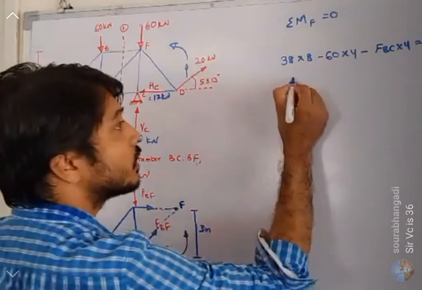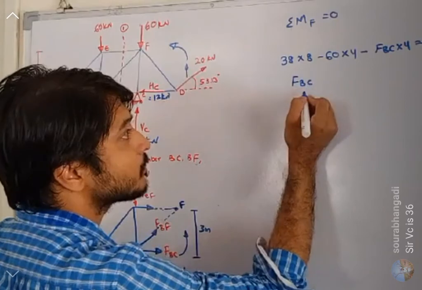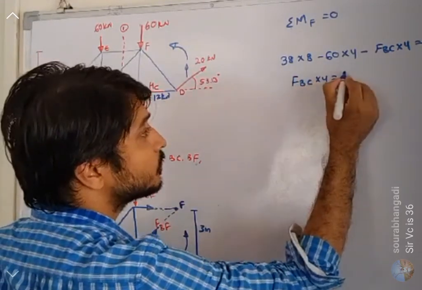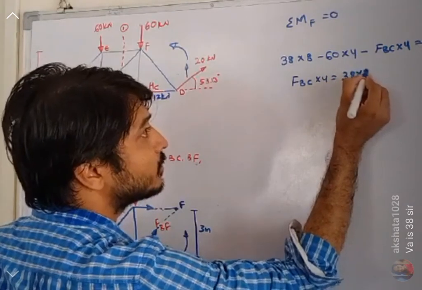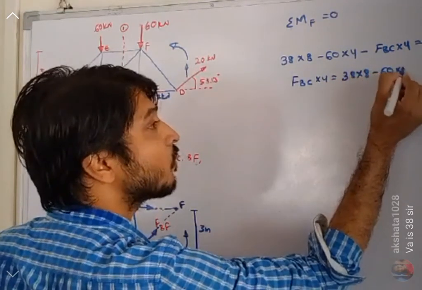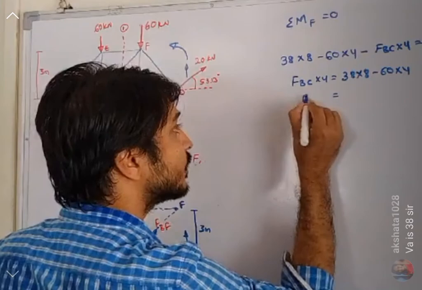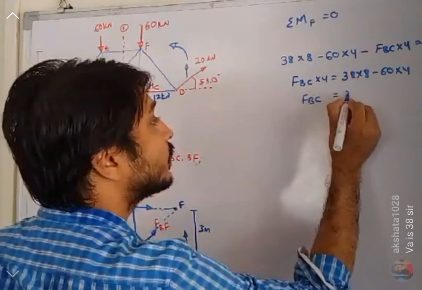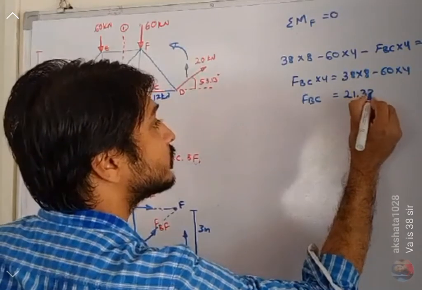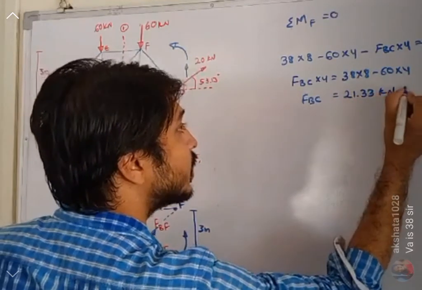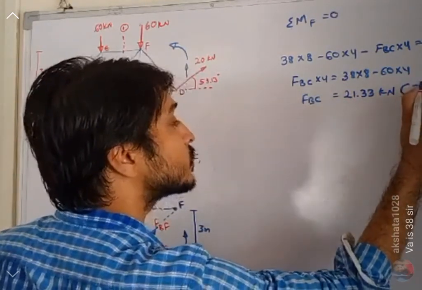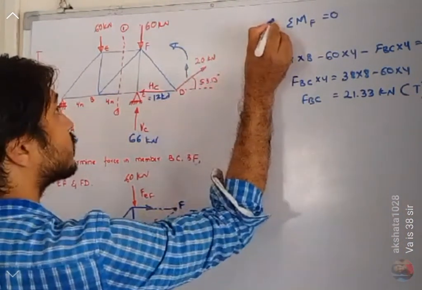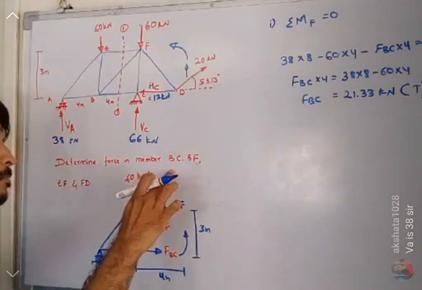So now FBC into 4 is equals to 38 into 8 minus 60 into 4. If I solve for FBC, I get 21.33 kilonewton. As we have got a positive value, I'll consider it as tension. So this is the first one, we have got the force in the member BC.